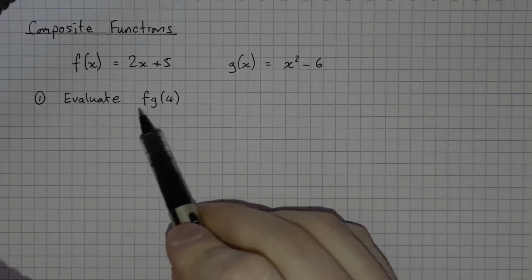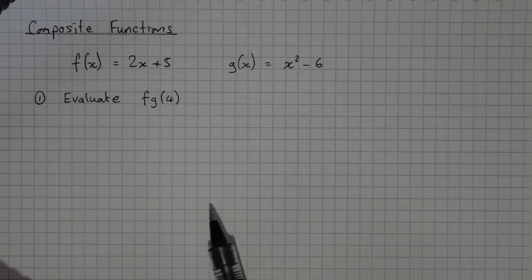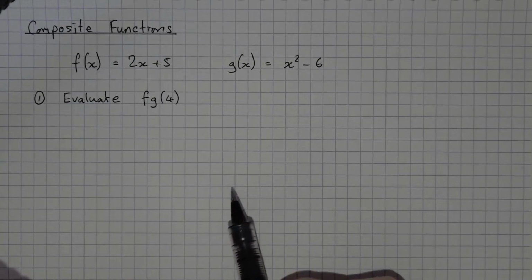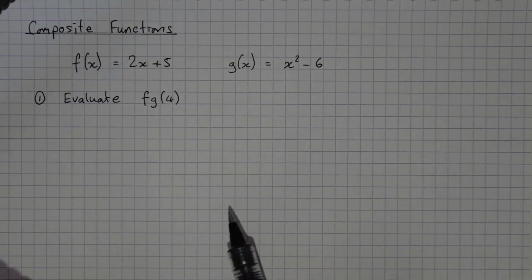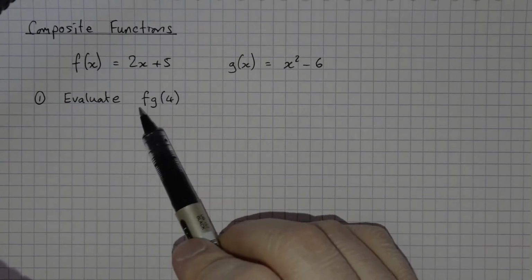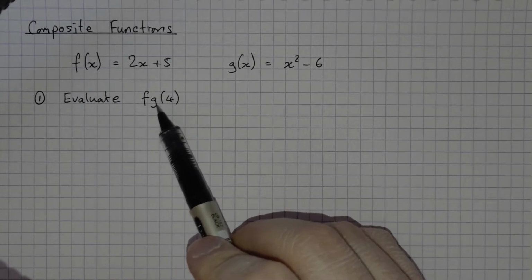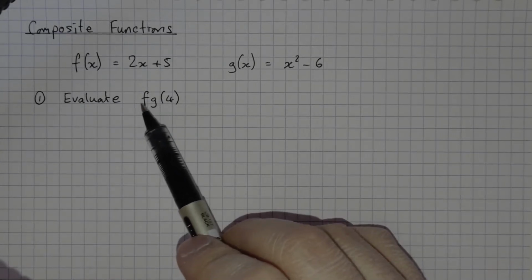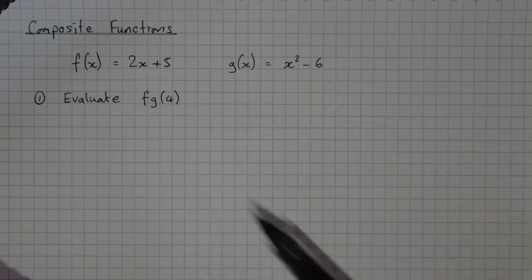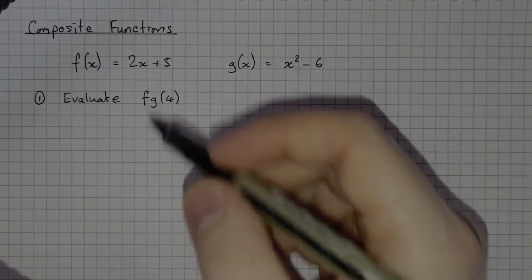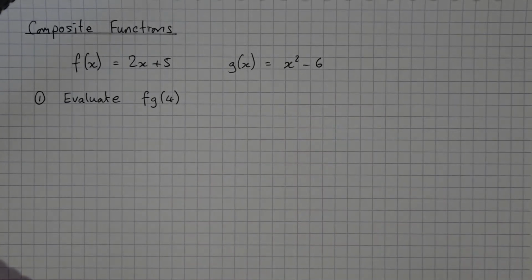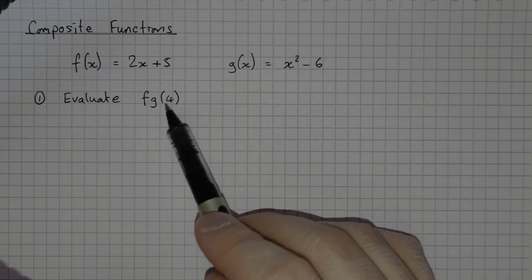Okay? And when you see these two letters together, we have to do it in a specific order, and it's the one that's closest to the bracket first. So evaluate fg of 4 means do g first and then do f to that answer. So we'll do that in our heads first of all, but then I'll show you how I want you to write it out. So in our heads, do g first.